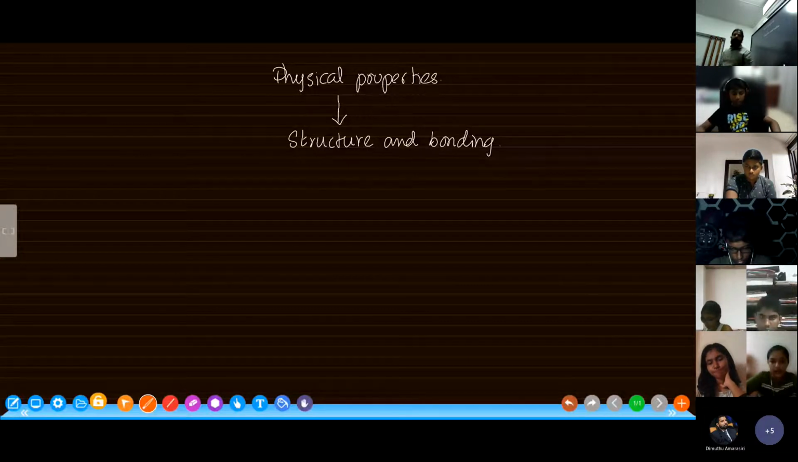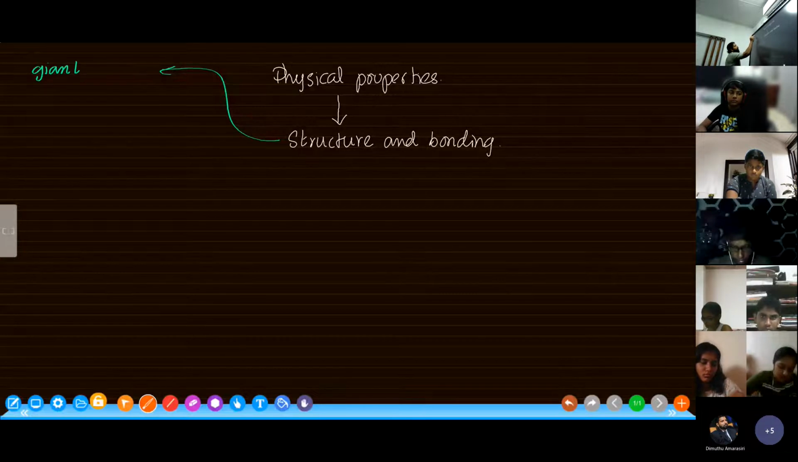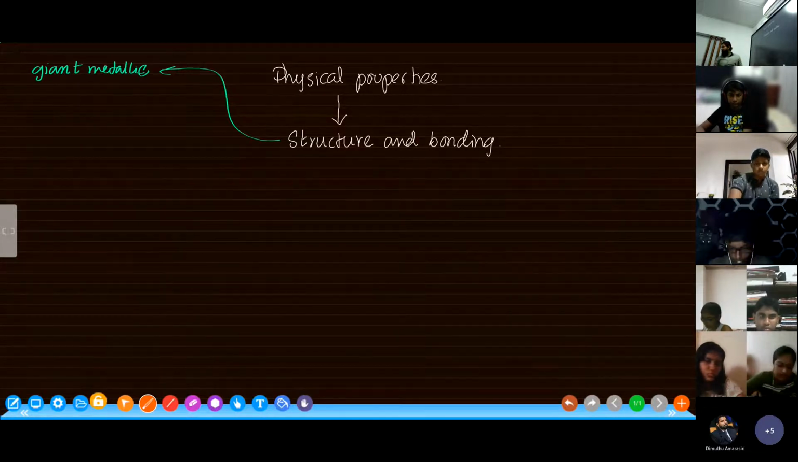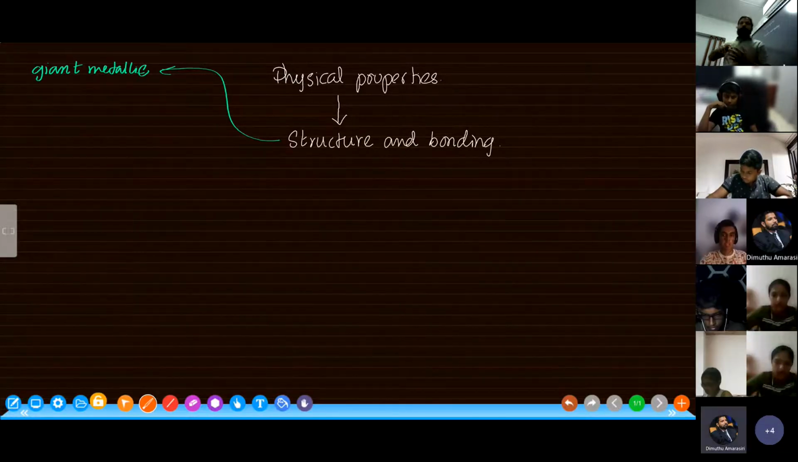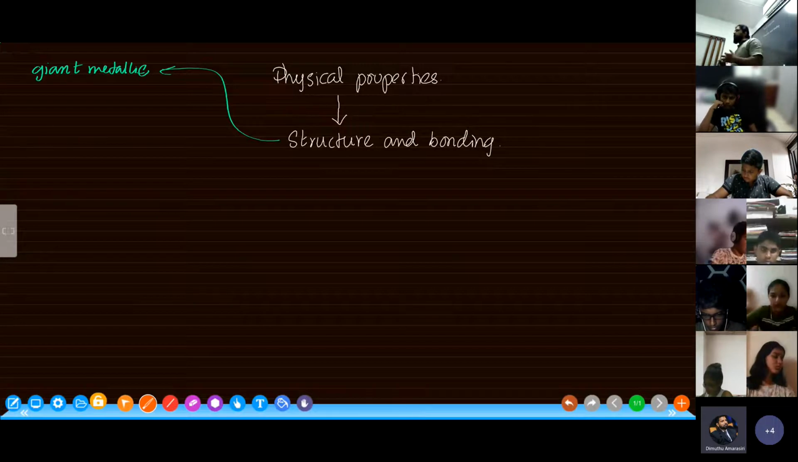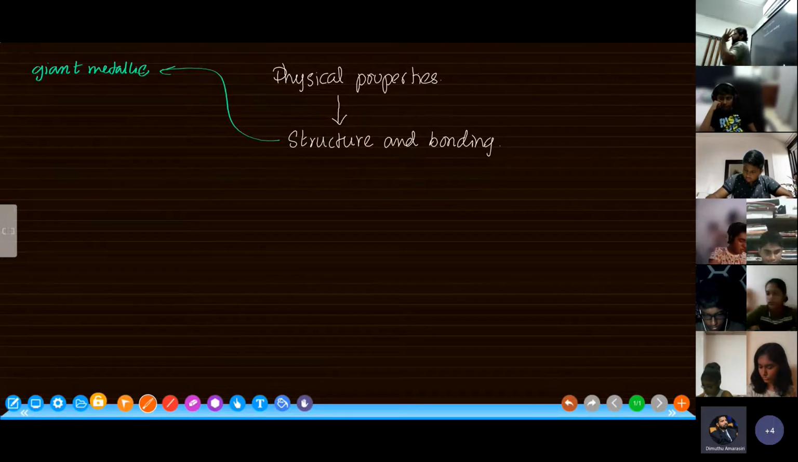4. Okay, not bad. That's a good try. Actually, we had how many structures? 5. What are the 5 structures? Let me explain. First one, giant metallic. Whenever you see a metal, it follows the giant metallic structure. So metals have high melting point, high boiling point, ductile nature, malleable, conducting electricity, and all these things due to the metallic structure.